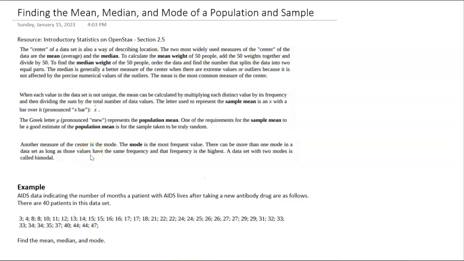This video is going to go over our three main measures of center for introductory statistics: the mean, the median, and the mode. The center of the data is a way of just describing location. It kind of gives us the typical data response for that data set. Usually we'll use the mean for that, but sometimes we'll also use the median.